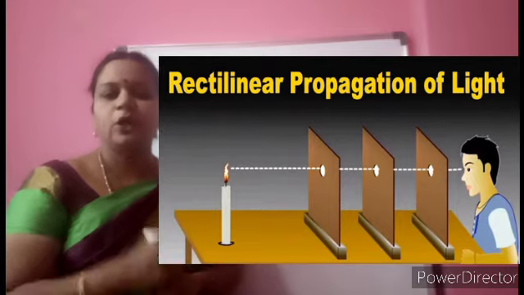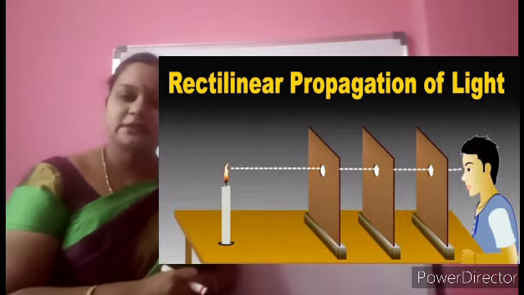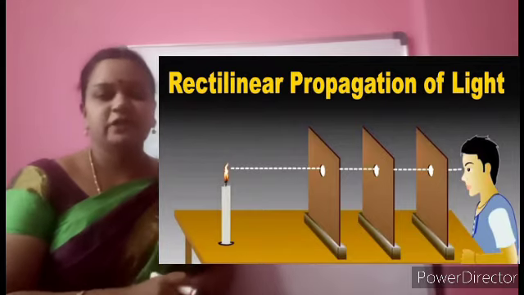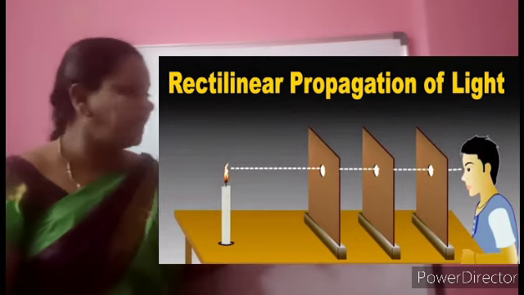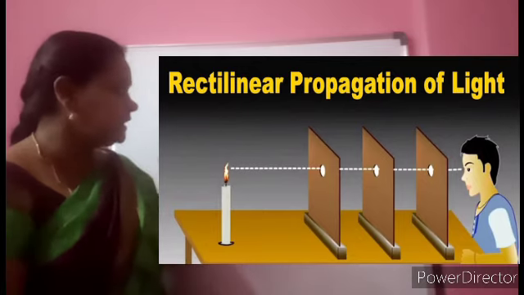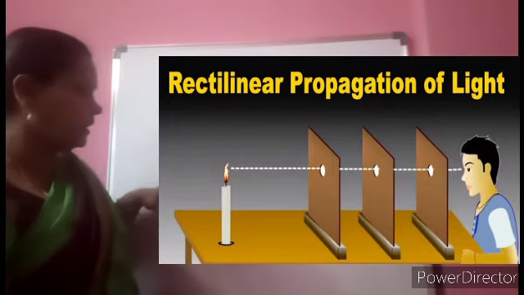So this is also another activity to show us that light travels in a straight line. In other words, it is the rectilinear propagation of light. The first one was a very simple activity. For this one, let's say you are taking 3 cardboards A, B, C, and all 3 should be kept in a straight line.